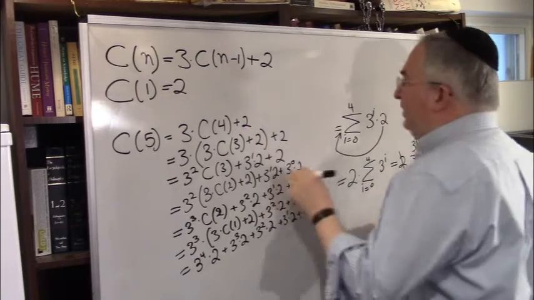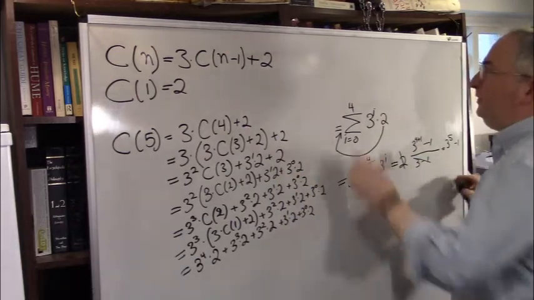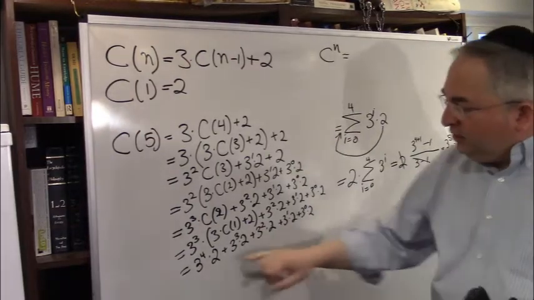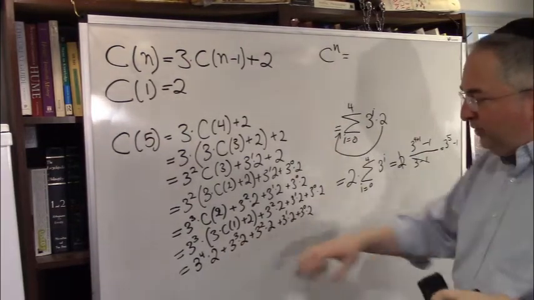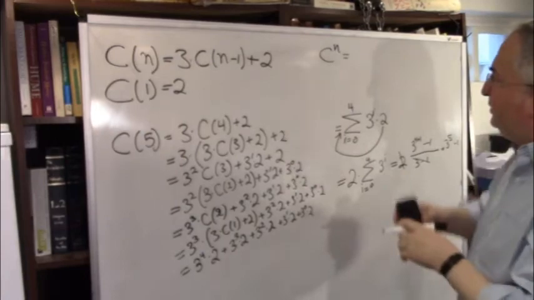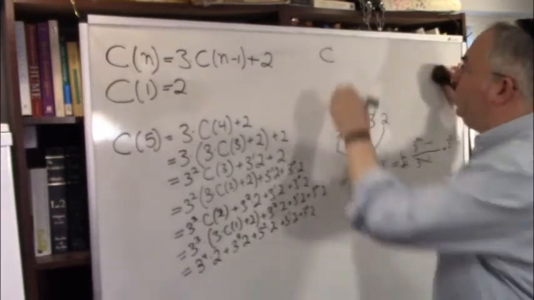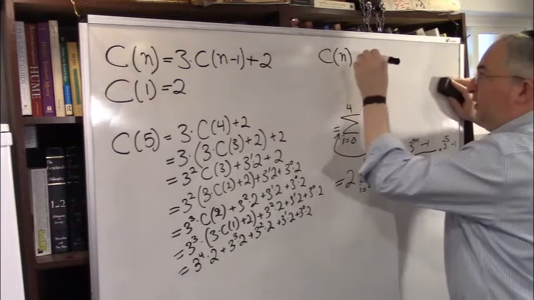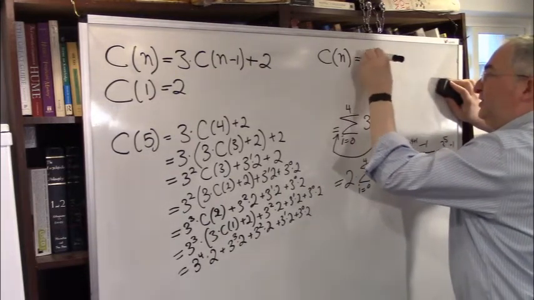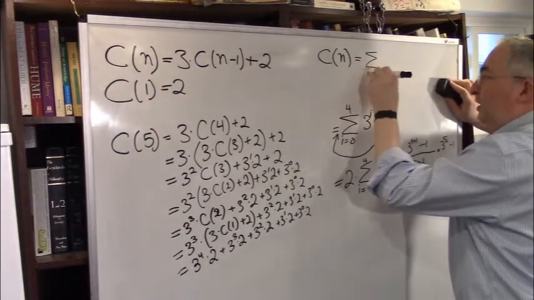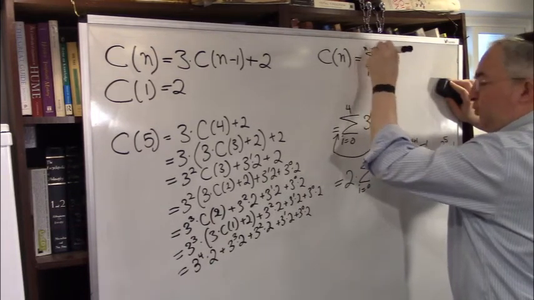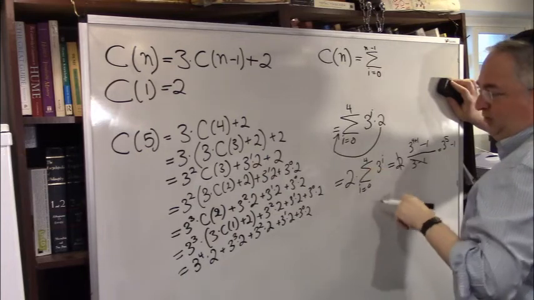Let's say we plug in n, C of n. Notice what happens. You're going to multiply the 2 all the time, and each time you're going to do that. So that's going to be the sum of i equals 0 till n minus 1, just like before.